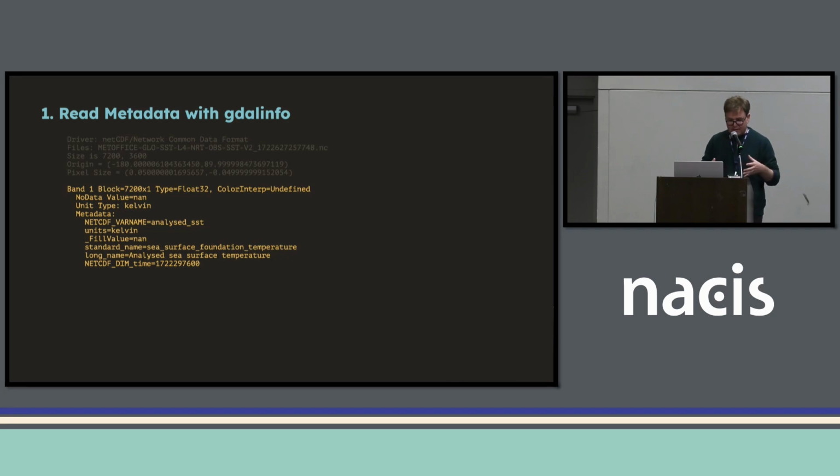And then it also shows you some information about the data itself. In this case, it's Float32, so it's a 32-bit data set. It's not the type of nice integers that we usually display as grayscale or combine into true color. No data is assigned a not-a-number value, and then the unit type is kelvins, not degrees C, which is a good thing to know because they're unusual relative to Celsius or Fahrenheit.